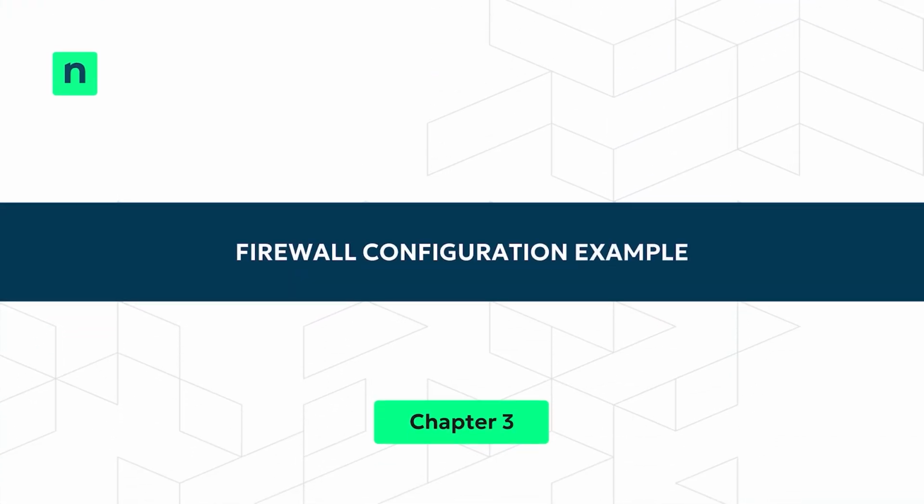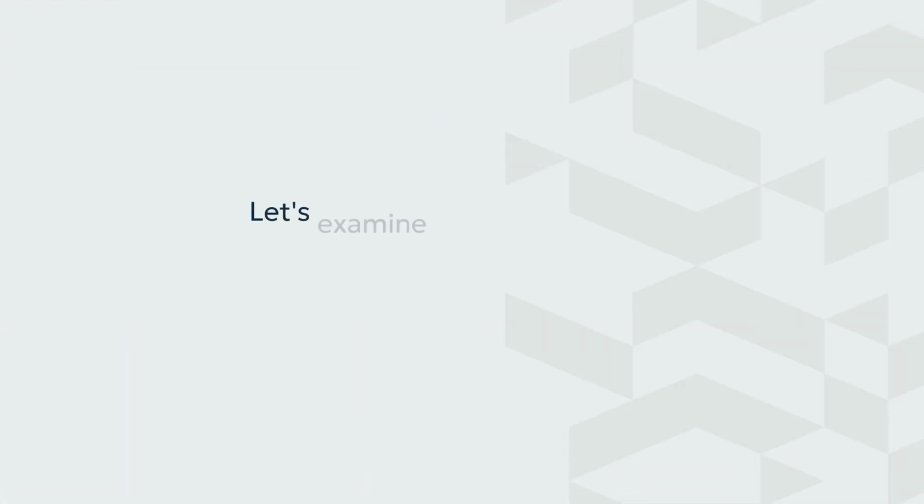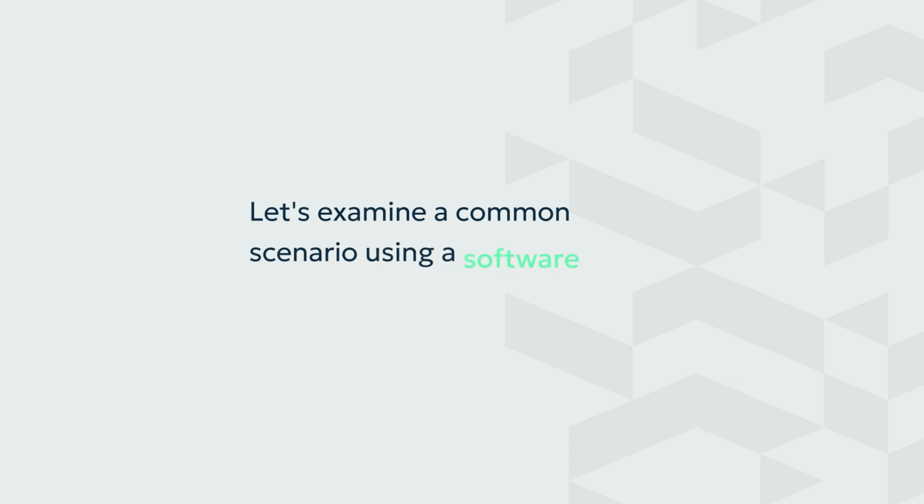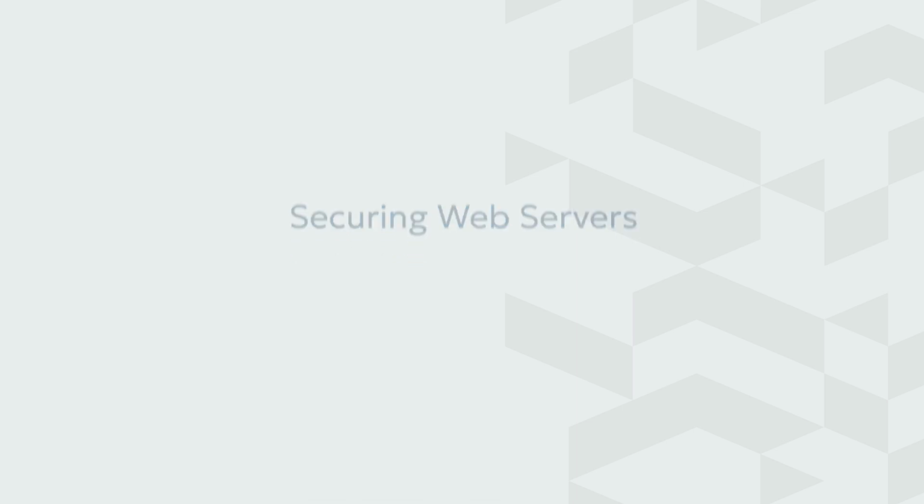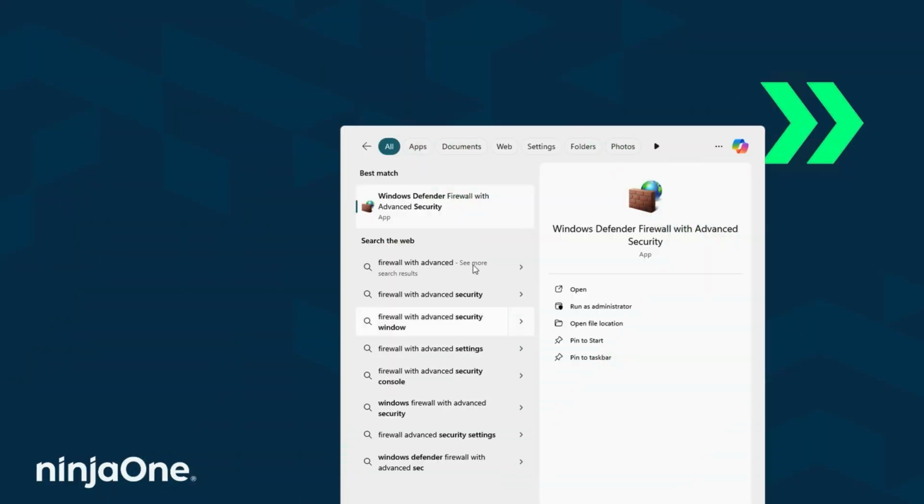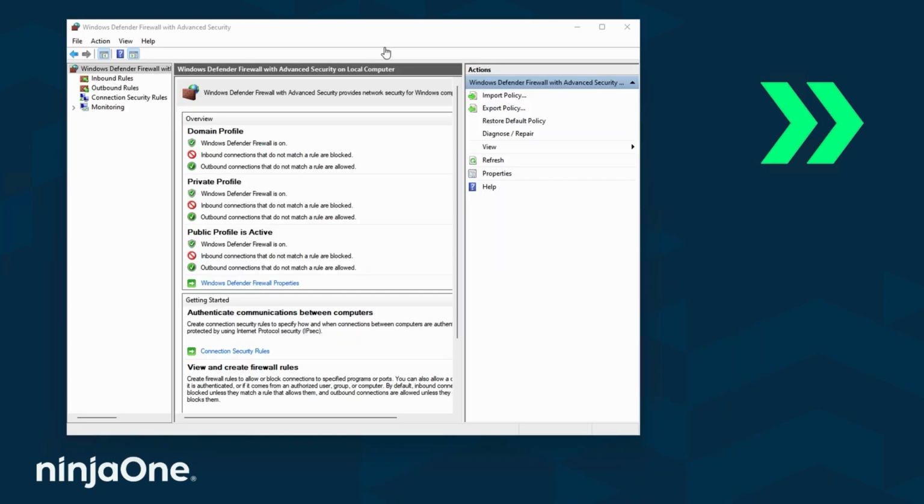Firewall configuration example. To illustrate the practical implementation of firewall configurations, let's examine a common scenario using a software firewall as an example. This scenario involves securing web servers. Start by opening the Firewall Management console. Navigate to the Firewall Management interface on your system.